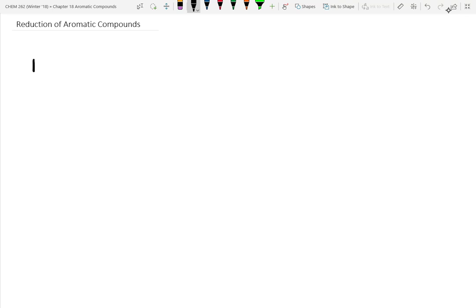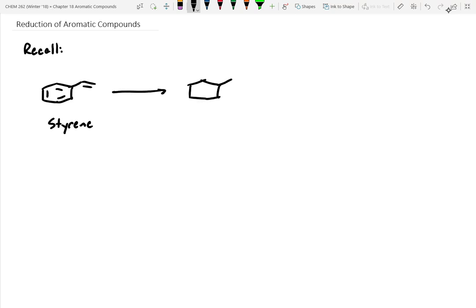All right, so let's do a little bit of review. What is this compound called? Styrene. All right, if we have styrene and we want to convert it to ethyl benzene, what reaction conditions do you think we need? H2 and palladium. Yeah, we need hydrogen gas and palladium on carbon.